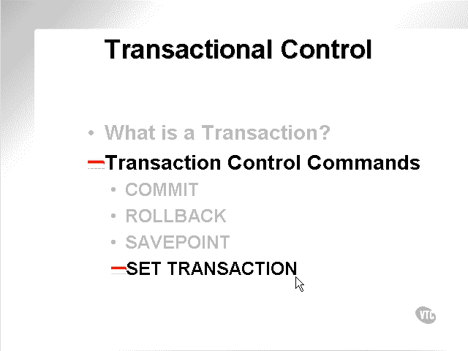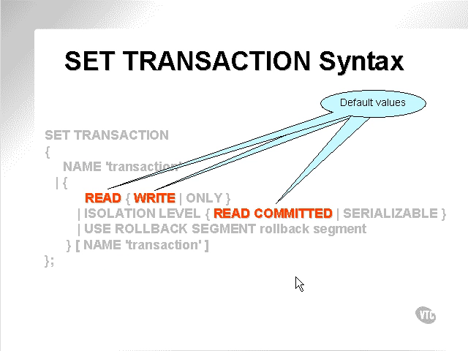Set transaction is a statement which allows you to set certain attributes for a transaction. The set transaction command has specific syntax. The default values are read write and read committed. In other words, if you do not execute a set transaction command, every set of SQL commands in between commit or rollback commands will automatically be read write and read committed.